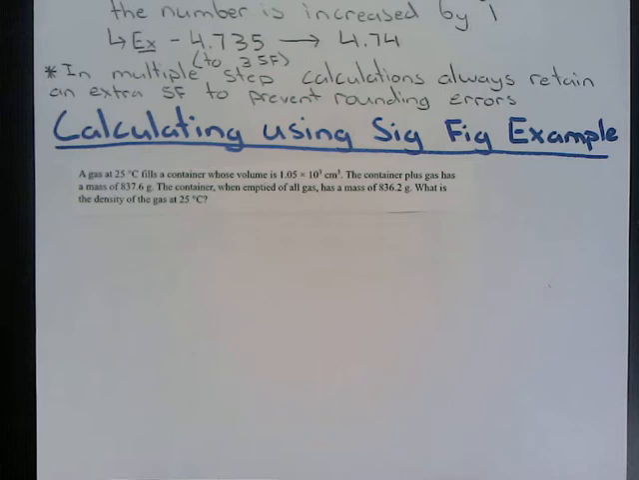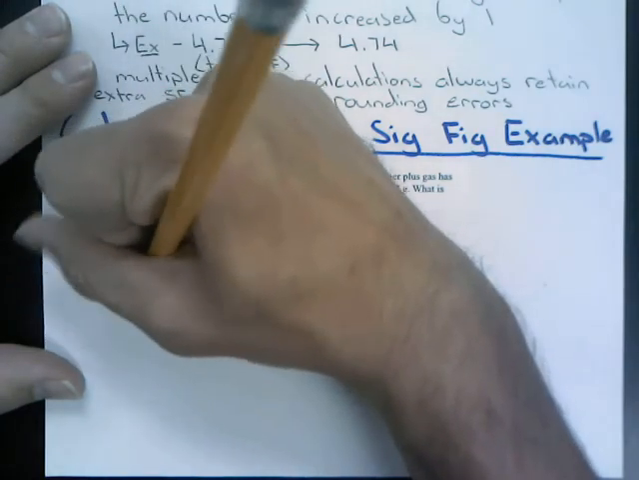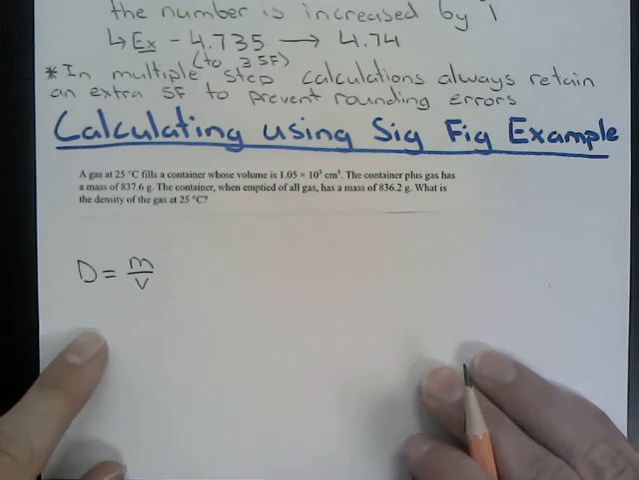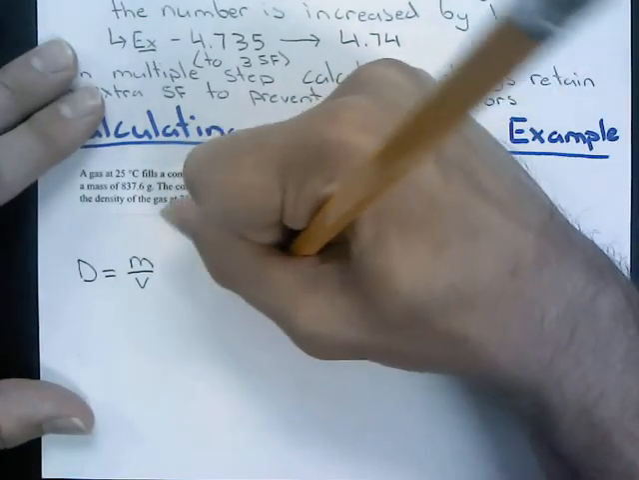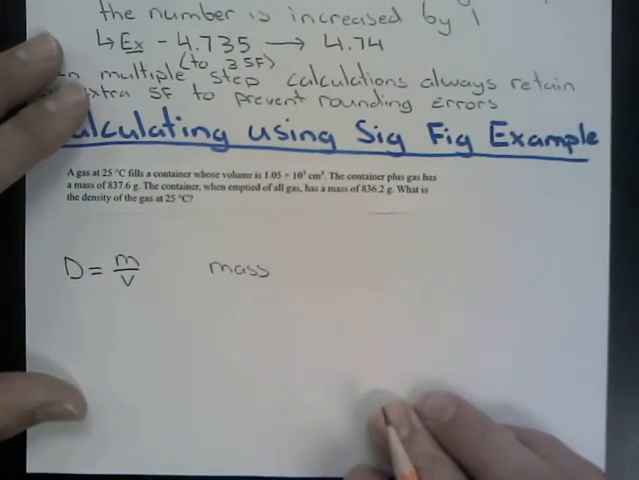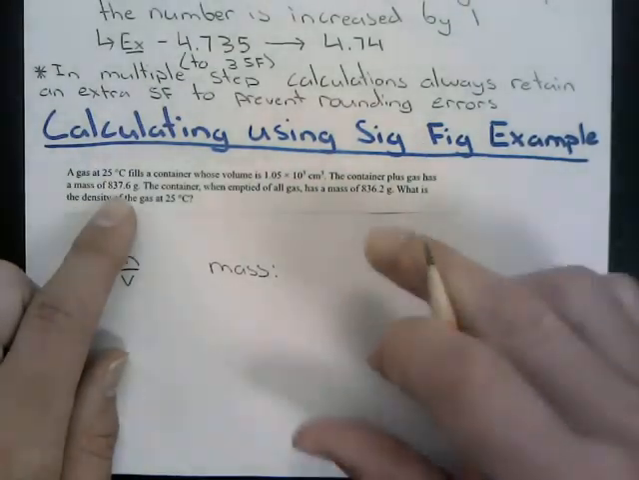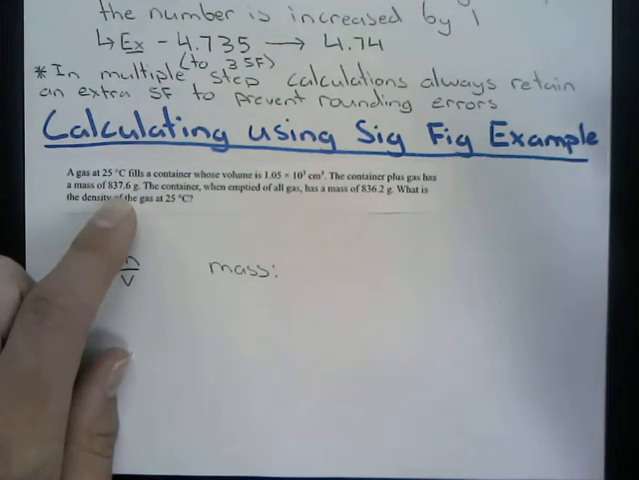We want to know what is the density of the gas at 25 degrees Celsius. So the first thing that we have to do in this particular problem is figure out what formula we're using, and it is the density formula. And so we need mass divided by volume. Well, to get to mass, we actually have to do a little work on the side. We need to take the total mass and subtract out the mass of that empty container because we just want the mass of the gas.